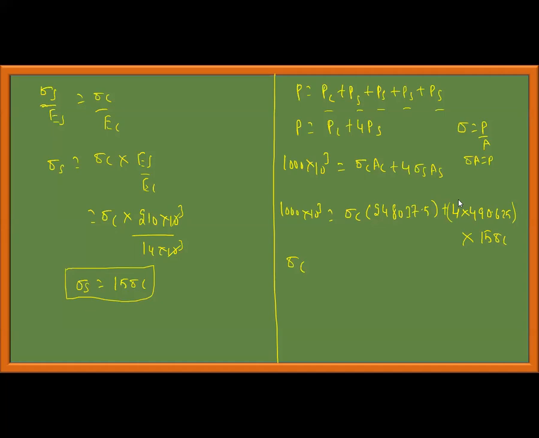Yes. What is sigma c? 3.60. What is the unit? Newton per mm square. 3.6 Newton per mm square. Okay. Sigma s is equal to 15 sigma c. Therefore, sigma s is equal to 54 Newton per mm square.